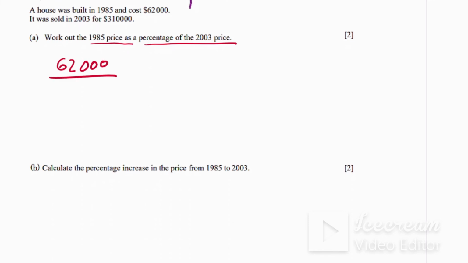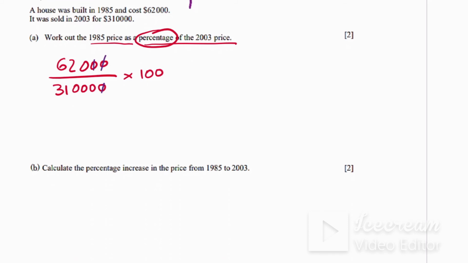And what is the price in 2003? It is 31123 with zeros. Multiply with 100 because it says in the form of percentage. If it says in the form of a fraction, then don't write this 100; you will only write the first value in fraction form. But here it says percentage, so you will write like this and then simplify as much as possible.